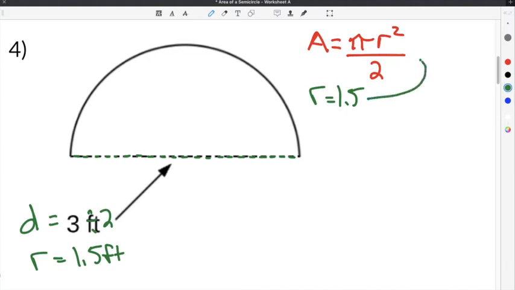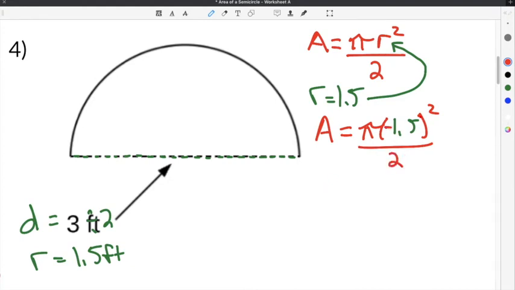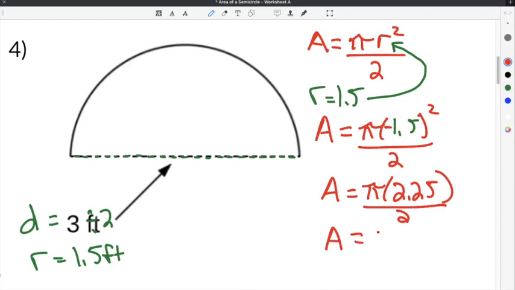You take the radius, which is 1.5, and substitute it in where r used to be. So area is equal to pi times the radius, which is 1.5, squared, and then you're going to divide it by 2. So you do 1.5 times 1.5, which is 2.25. Then you're going to do pi times 2.25, and that will give you 7.07 divided by 2, and your final answer will be 3.53 feet squared.